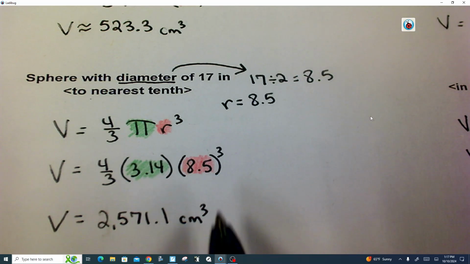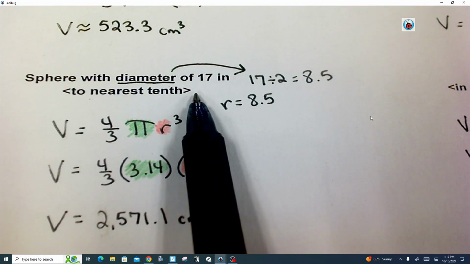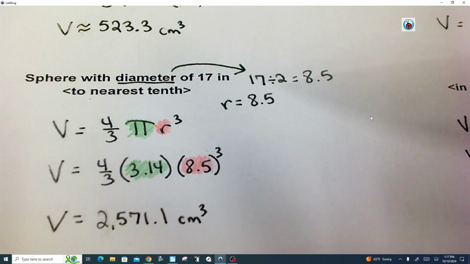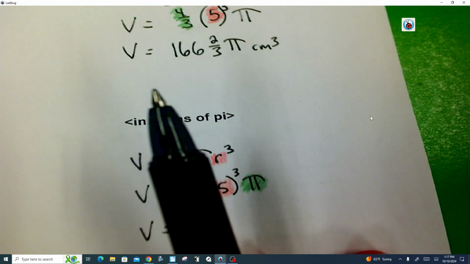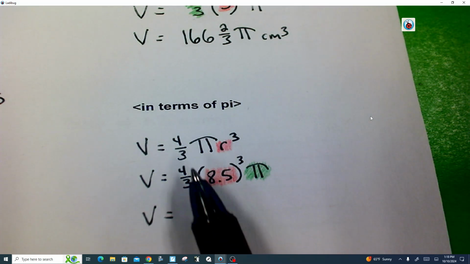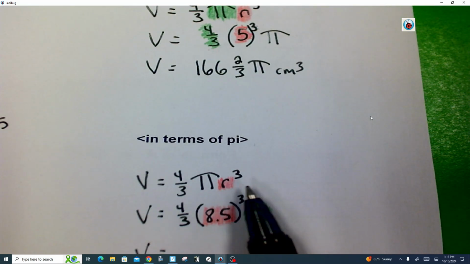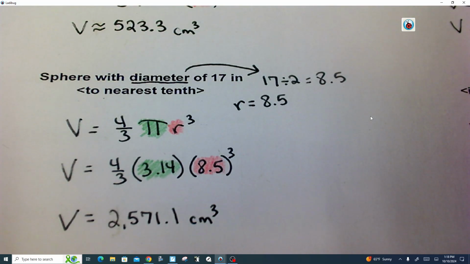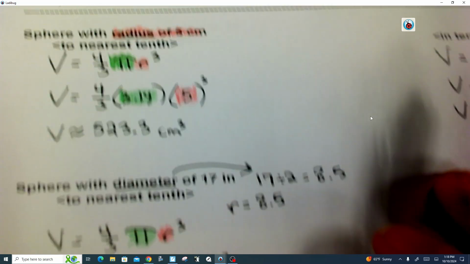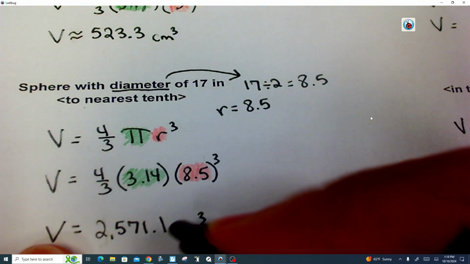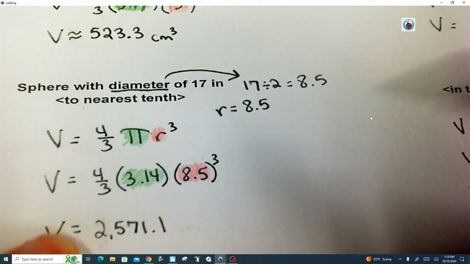So let's go do the exact same sphere, but this time we don't want it to the nearest tenth. This time they would say, please solve it in terms of pi. And so when we go and put all of this in, yeah, thank you. You guys are on it today. Actually, it's inches. I was going off of the centimeters, wasn't I? This one is inches, so it does not need to be centimeters.